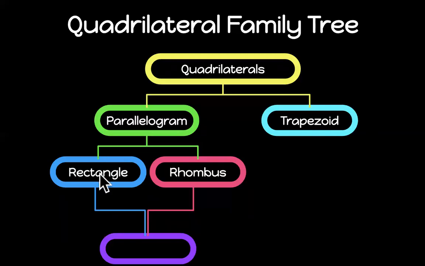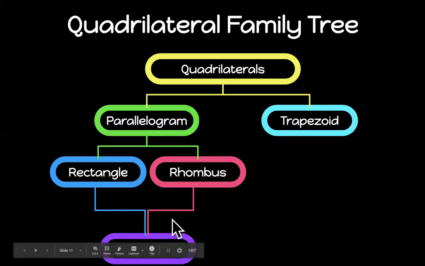And then we have the rectangle and rhombus. Remember, rectangle has two sets of parallel lines, and each set, so either the top or bottom or left to right, are different lengths. And then the rhombus has two sets of parallel lines, and all four sides are the same length.